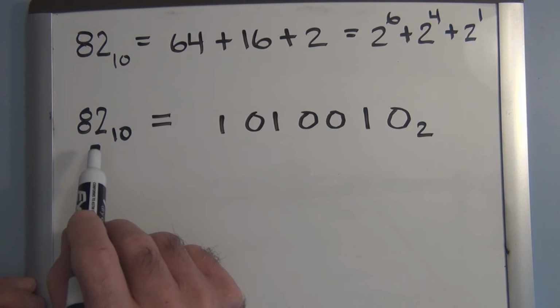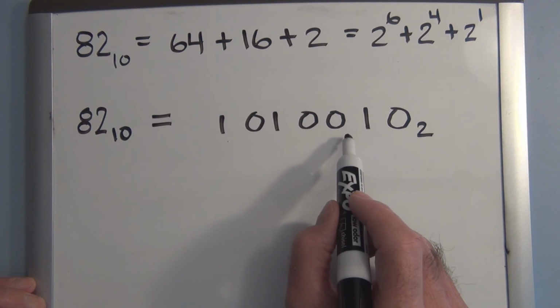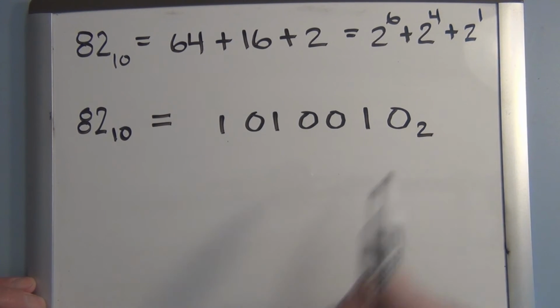So here we have 82 is equivalent to 1010010 in binary, to the base 2. So let's look at method number 2 for larger decimal to binary conversion.